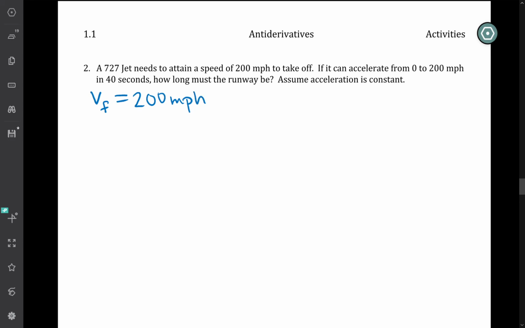And our final time should be 40 seconds. And notice right off the bat that we have a little bit of a units issue. So I think I'm going to try and fix that. You can choose which way you switch, but generally feet per second is what I tend to prefer.